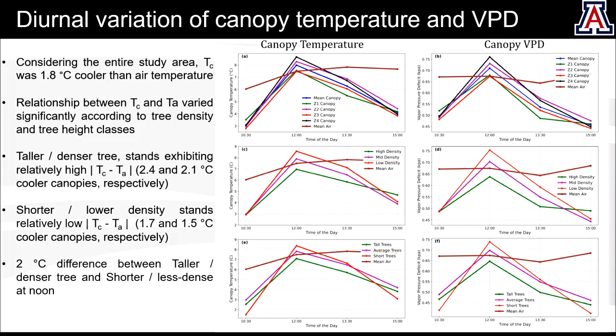When we have an increase in air VPD in the afternoon, canopy VPD followed an opposite direction and went down due to high transpiration from the canopy in the afternoon.